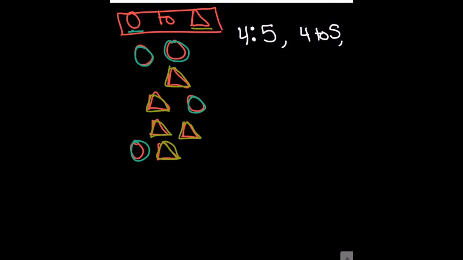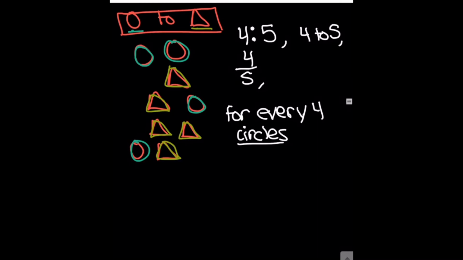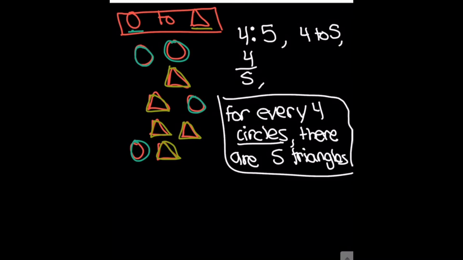You could also use that fraction. And you could say, on the bottom, for every 4 circles, they want the circles first, so you want to see that 4 come before the 5. There are 5 triangles. Okay, that would be your phrase if you would say that.